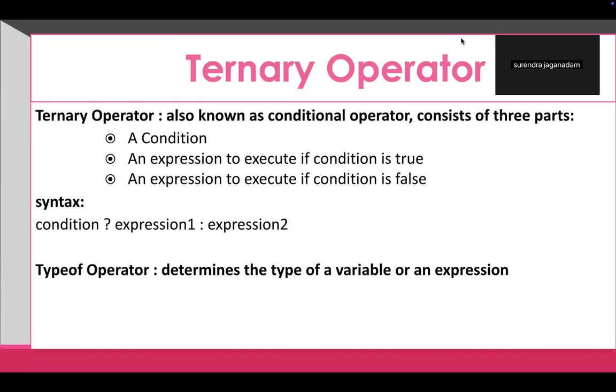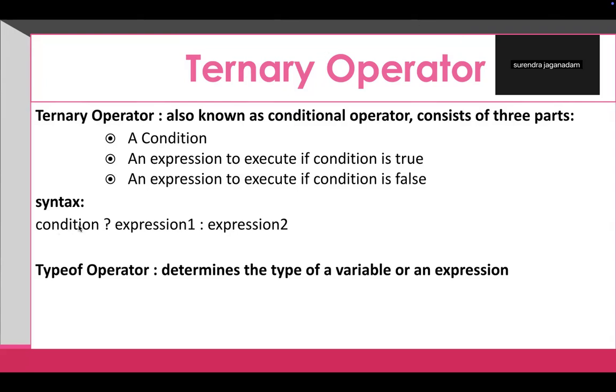As part of today's session, let us see the ternary operator. Ideally, this is also known as a conditional operator, which consists of three critical parts. The first one is a condition. Based on the condition outcome, if it is true, expression one will be executed. If the condition outcome is false, expression two will be executed.